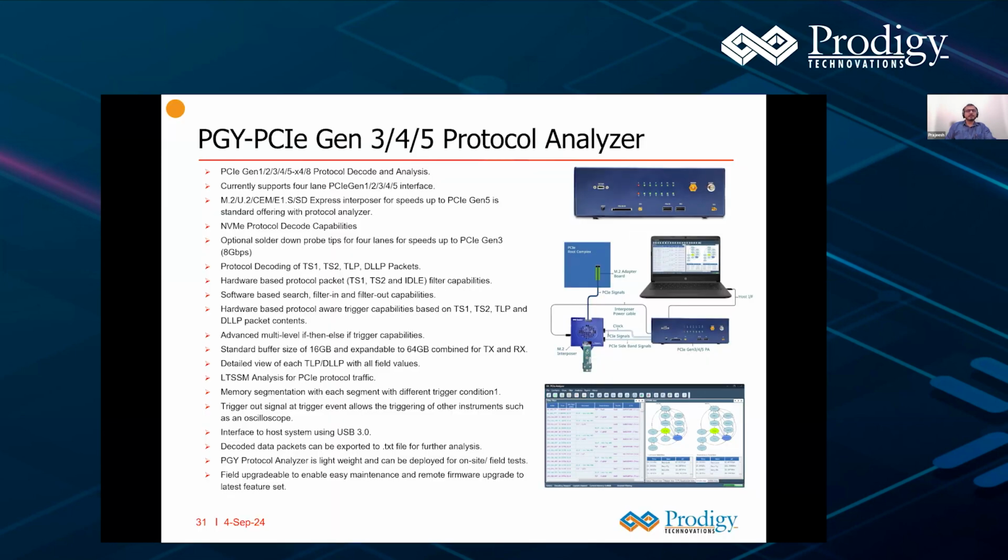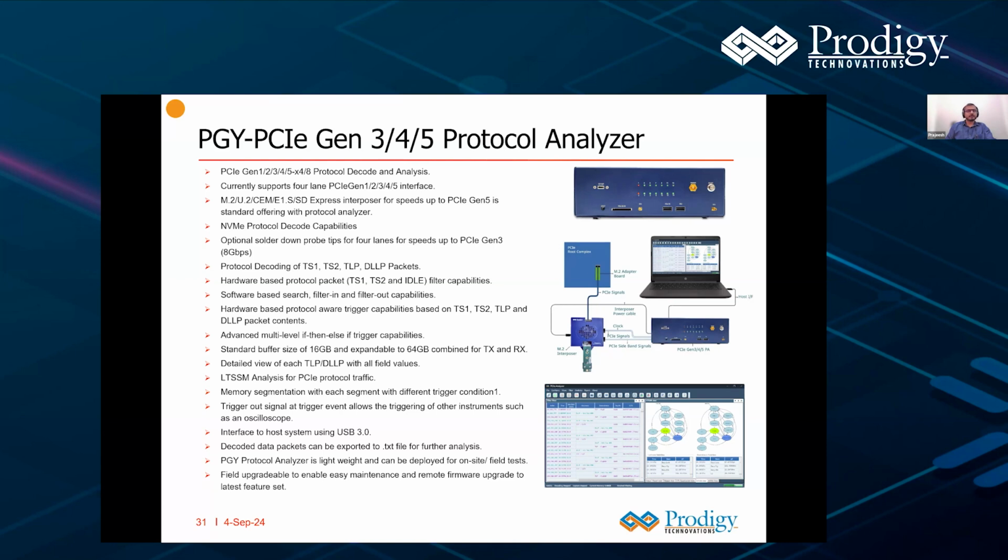Our PA decodes all packets like TS1, TS2, TLP, DLLPs. It has hardware-based protocol packet filter capabilities for filtering out idles, TS1s and TS2s. It supports software-based search, filter and filter-out capabilities, and hardware-based protocol-aware trigger capabilities for TS1, TS2, TLP, DLLP packets. We support multi-level if-then-else triggering. By default, we support 16 GB, depending on whether it is Gen 3, Gen 4, or Gen 5, and it can be expanded up to 64 GB or 128 GB for both TX and RX.